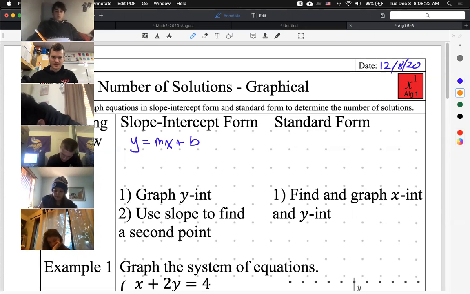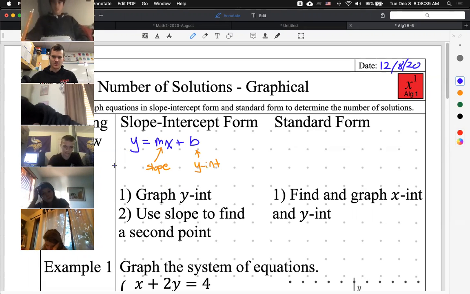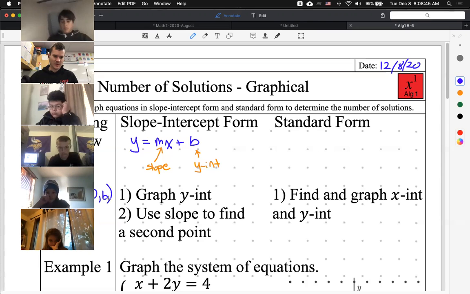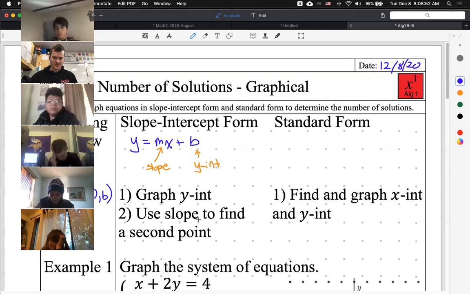And we can label this. M again is our slope, and b is our y-intercept. And then I have your steps down here. You're going to graph your y-intercept. It's going to be at 0, b. You've seen this over and over again. Don't go left or right on the x-axis. Just go up and down, whatever this number is. And then the second step is you're going to use the slope to find your second point.